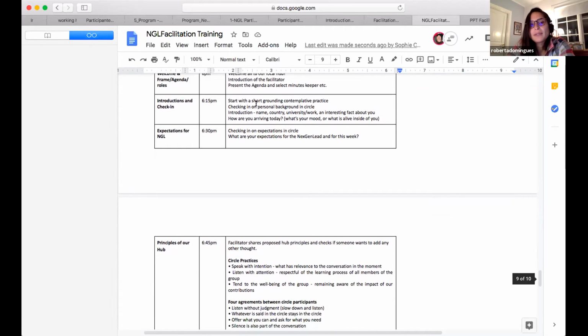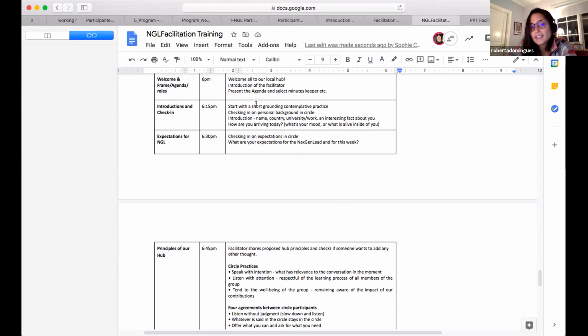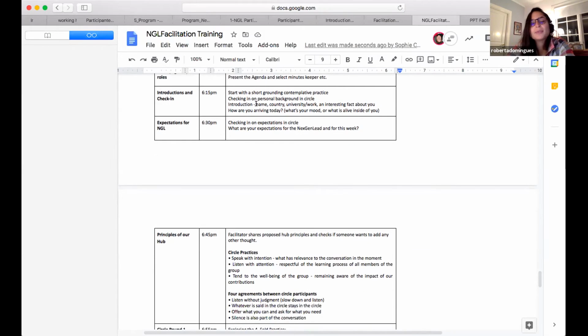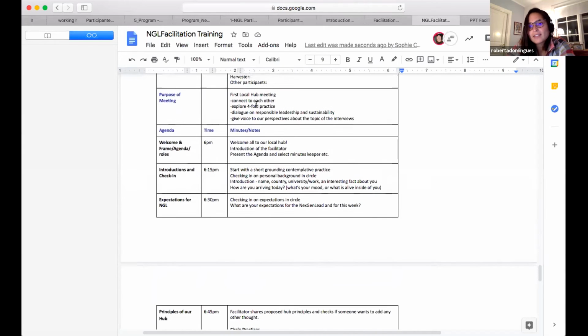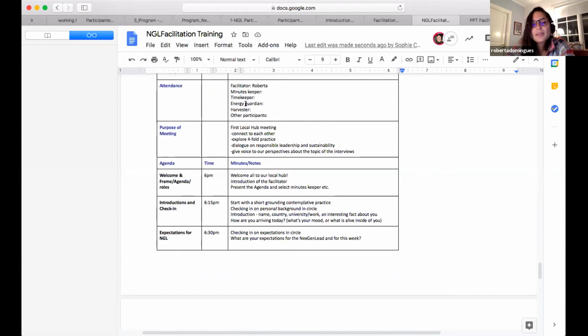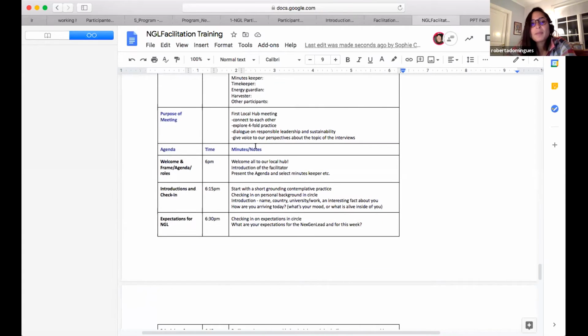So welcoming everyone. This is the role of the facilitator, introducing himself or herself, presenting the agenda, how it looks. And you all can decide who is going to be taking the notes. And then you need to have a document for taking the notes. Who is going to be the energy keeper, and all of that.